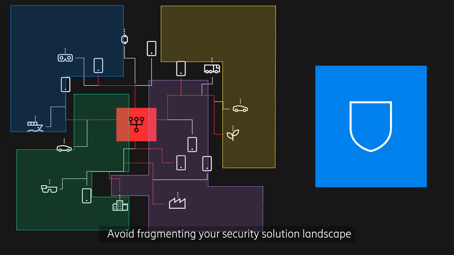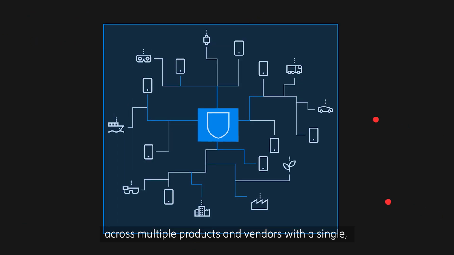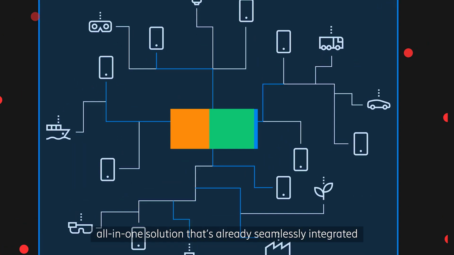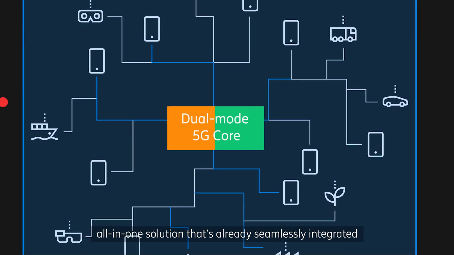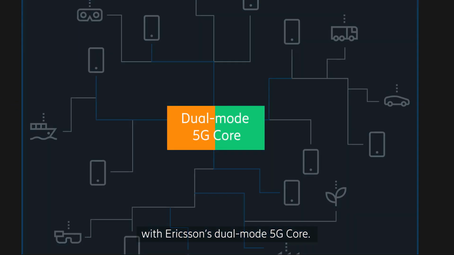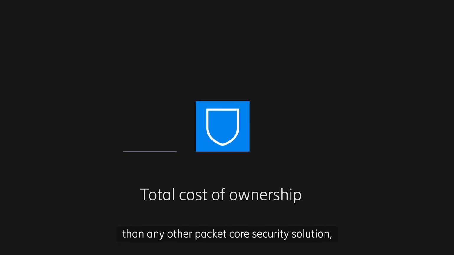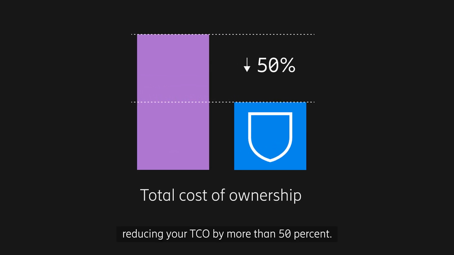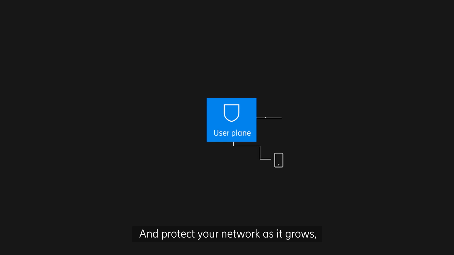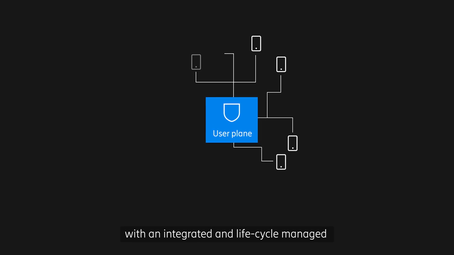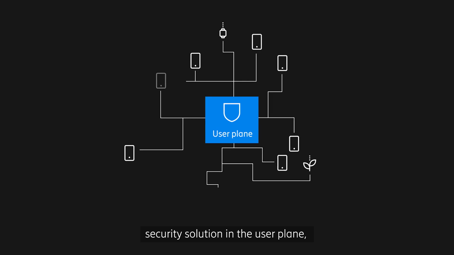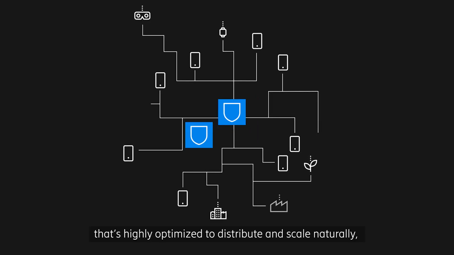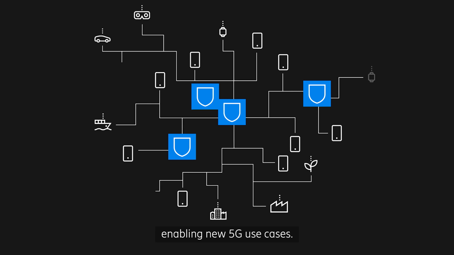Avoid fragmenting your security solution landscape across multiple products and vendors with a single, all-in-one solution that's already seamlessly integrated with Ericsson's dual-mode 5G core. Secure a better total cost of ownership than any other packet core security solution, reducing your TCO by more than 50%. And protect your network as it grows with an integrated and lifecycle managed security solution in the user plane that's highly optimized to distribute and scale naturally, enabling new 5G use cases.